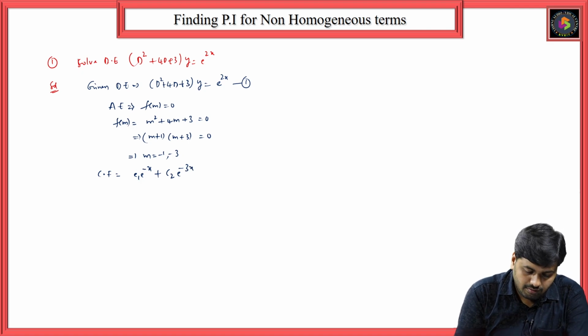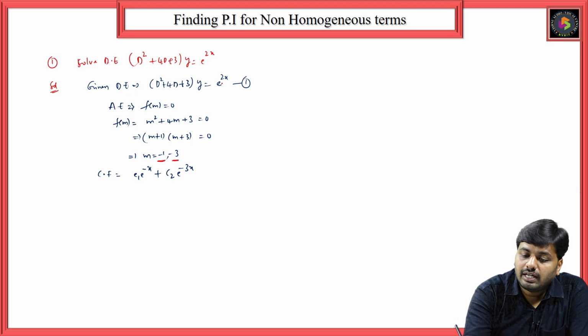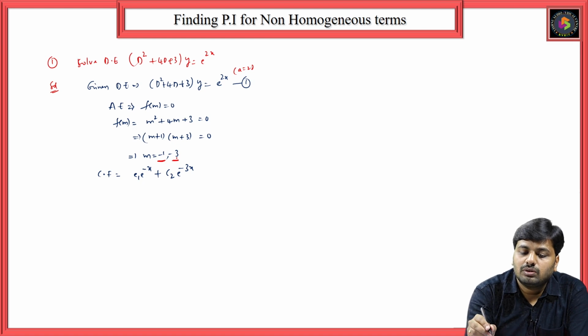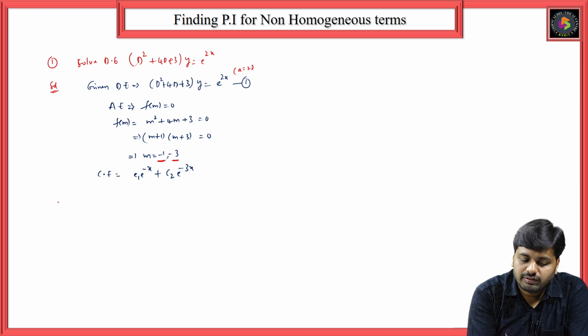First of all, we'll check whether the roots are matching with the a value or not. What are the roots here? The roots are minus 1 and minus 3, but a equal to 2 here. This a is not matched with the roots. Therefore, when I substitute d equal to a in this f of d, we never get 0. So we'll go for case 1.